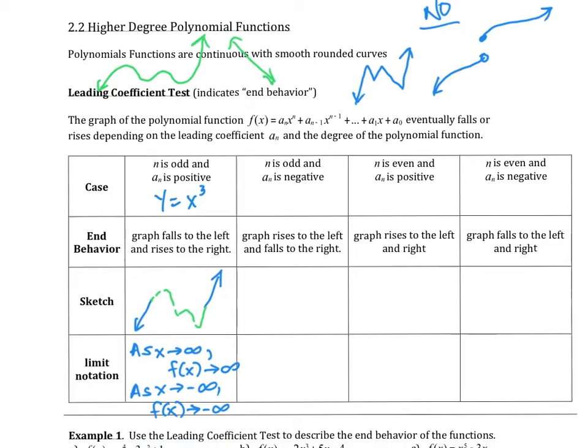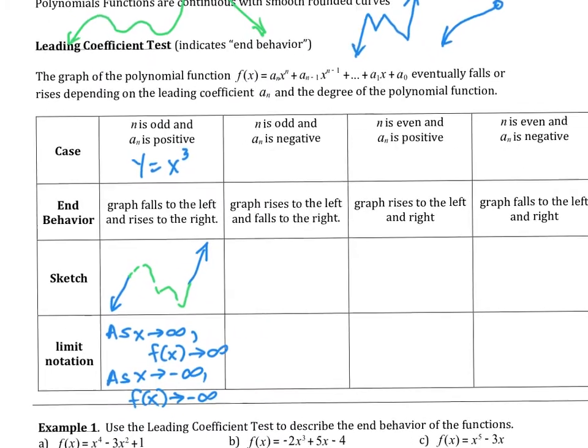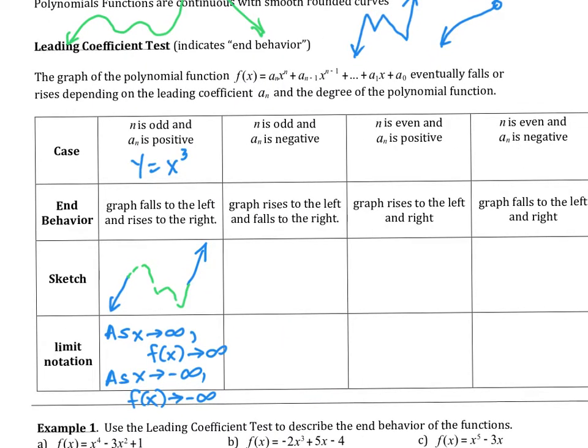Okay, now the next case is also an odd degree function. They're just saying now n is odd and the coefficient is negative. So maybe I'm thinking of a very basic one. Say I put a negative in front of x to the third. Well, now it's going to reflect. So now it's going to go up on the left and down on the right. Again, I don't know what's going to happen in the middle, but if I just remember it's going to go up on the left, down on the right, I don't know what it's going to do in the middle. It depends on the function.